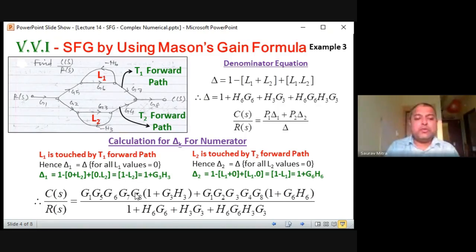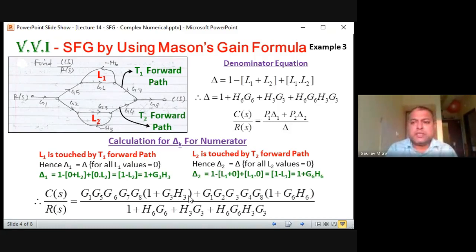Then the numerator has two forward paths, G1, G5, G6, G7, G8. That is the first forward path, and it is touched by L1. So the other part, 1 plus G3H3, will get multiplied with the path P1. Similarly for P2, that is G1, G2, G3, G4, G8, it will be taken as P2, and whichever loop the path is not touching, that loop gain will get added with 1. So it will be 1 plus G6H6, because this first loop L1 is not touched by the bottom forward path. So this is the whole transfer function.